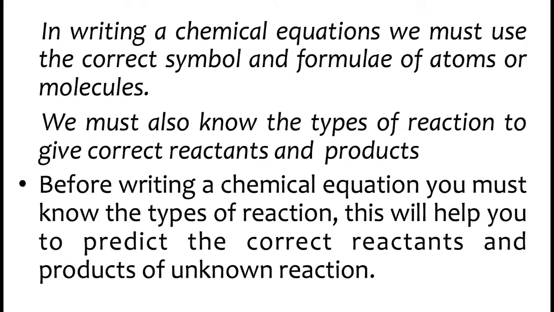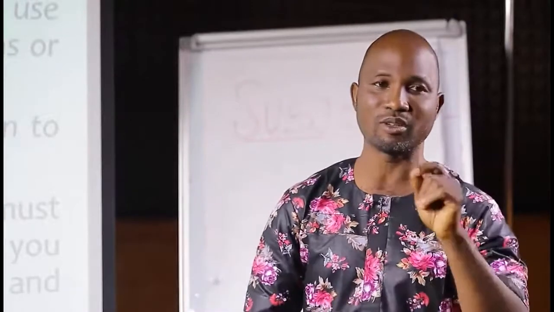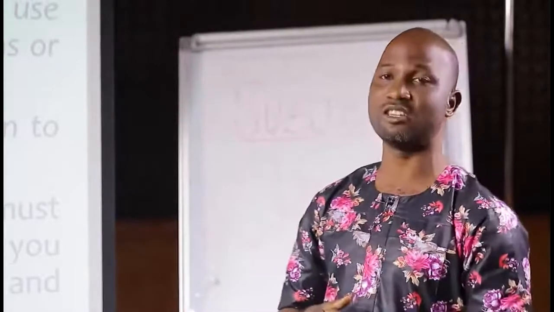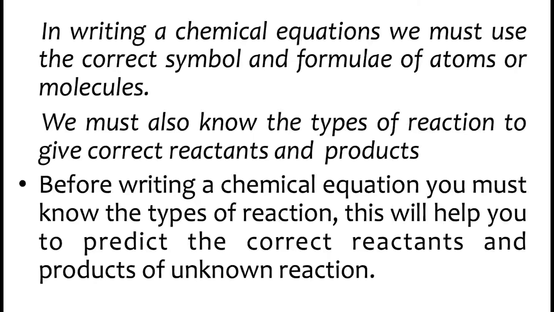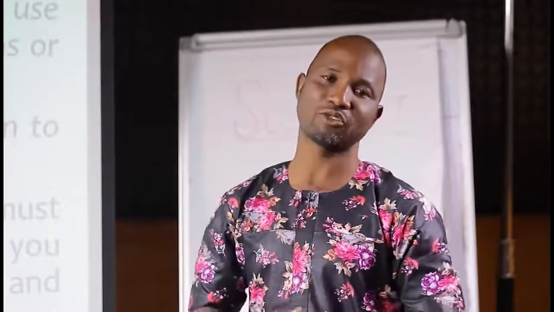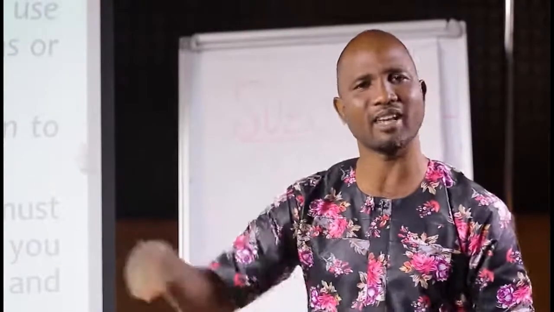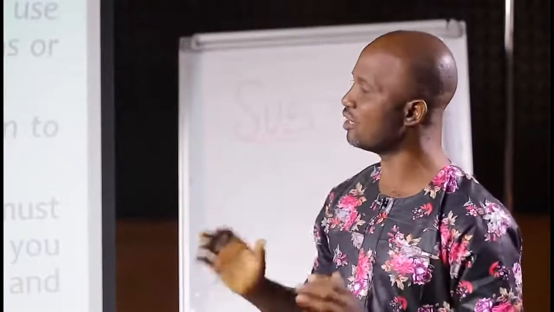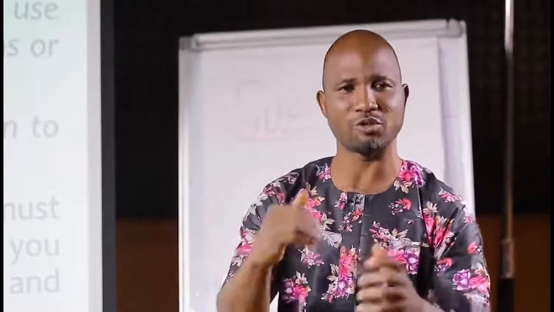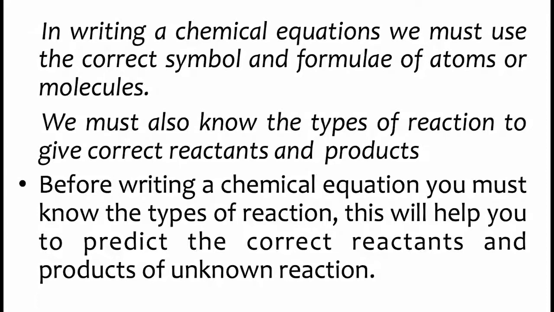In writing a chemical equation, we must use the correct symbols and formulae of atoms or molecules. Very, very important, because that will send the right message to whoever is reading this equation wherever in the world. We must also know the type of reaction to give the correct reactants and products. Also very important, students must know the type of reaction that is taking place. I'm going to take time out to give you the different types of chemical reactions that you are likely to come across. Before writing a chemical equation, you must know the type of reaction. This will help you to predict the correct reactants and products of an unknown reaction.